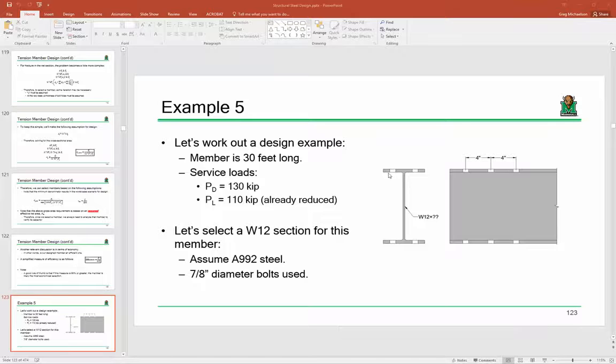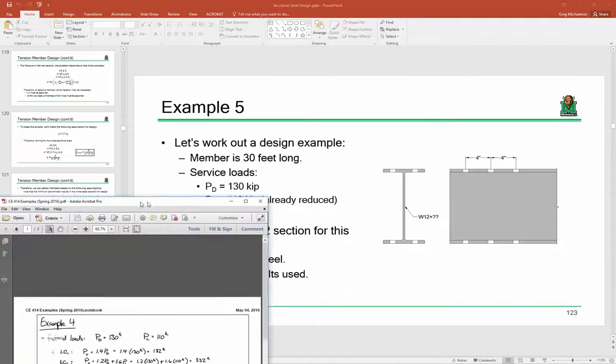Here are the parameters for the connection. We've got 4 bolts through the cross section, 2 lines of bolts in each flange, 3 bolts per line, 4 inches spaced out in between. And for our assumptions, we're going to use 7/8 inch diameter bolts, and we're going to assume A992 steel.